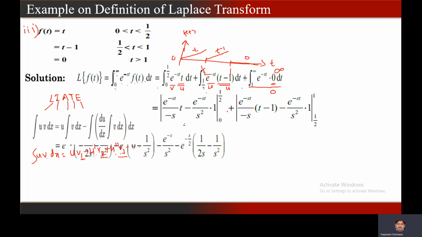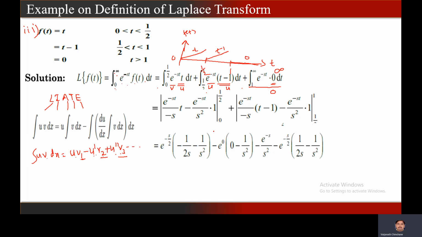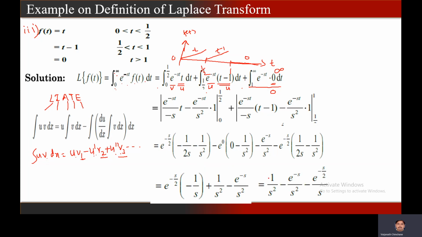Now put upper limit minus lower limit, we get this. After putting upper limit minus lower limit and calculating all these things, we have the solution. In the last we get 1 upon s square, e raised to minus s upon s square, minus e raised to minus s by 2 divided by s. So this is about the example on the definition of Laplace transform.